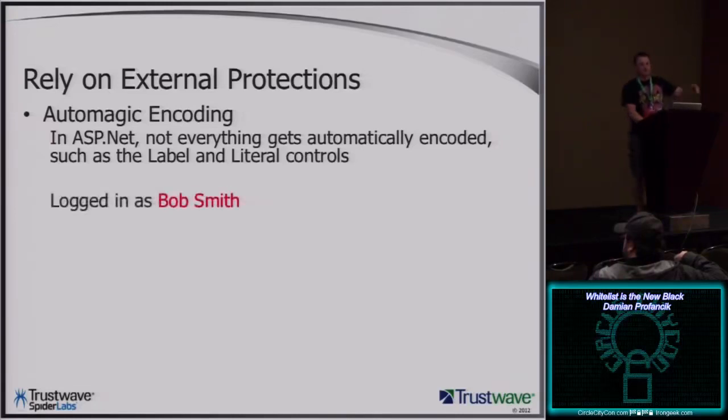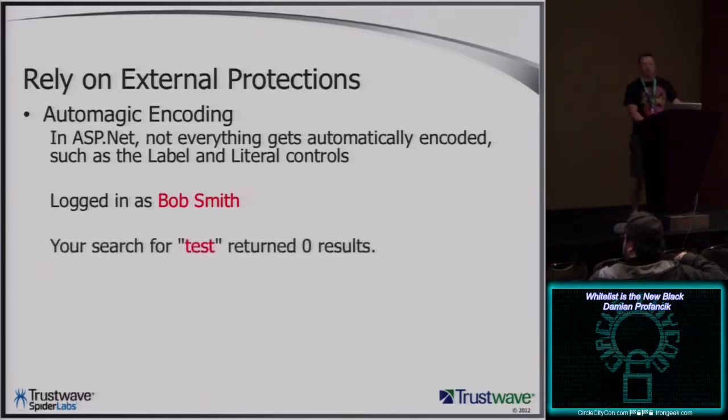So if you log into an application, you see logged in as Bob Smith at the top. Bob Smith is my username, and oftentimes in my profile I can control what my username is. That's usually going to be a vulnerability there. Or I also like to go after search forms. So if I see, oh, you searched for test, and it repeats back what I searched for, oftentimes that's going to be a vector for cross-site scripting there as well.